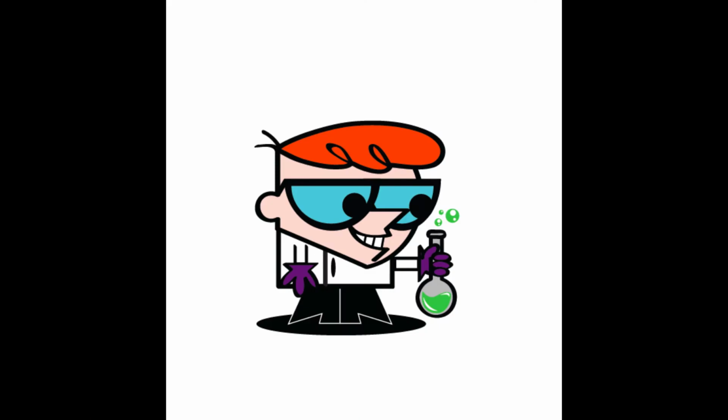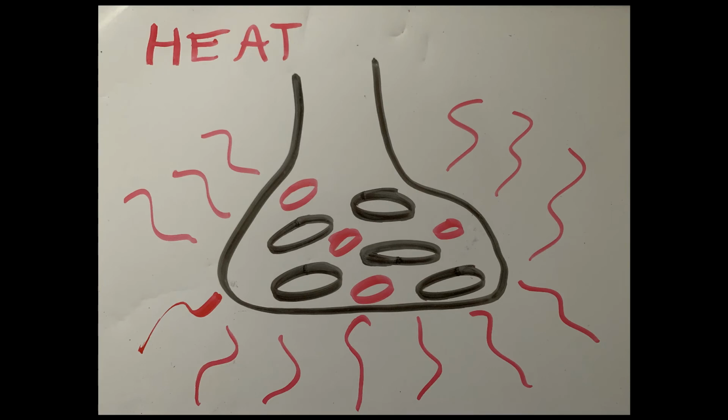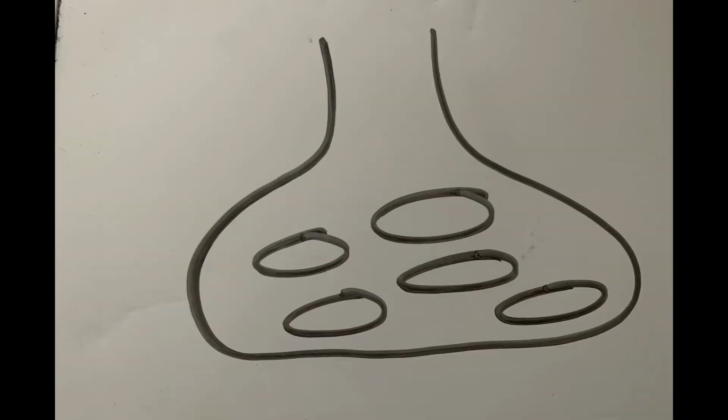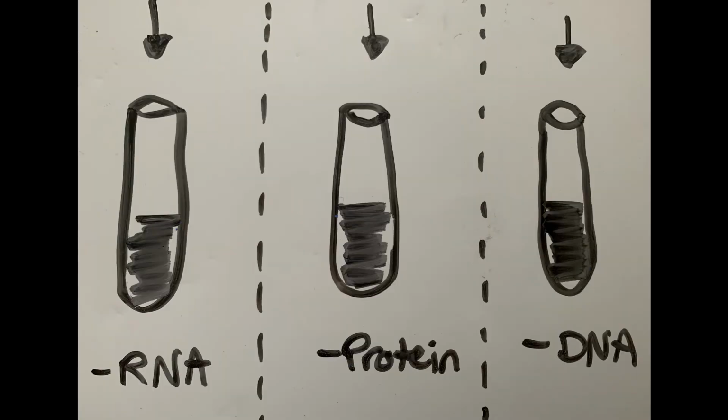Now that the scene is set, let's get into it. First, they used heat to kill all of the virulent bacteria so that nothing would alter the results of the experiment. Next, they filtered it and gave the filtrate 3 different treatments: RNase, which destroys RNA, proteases, which destroys proteins, and DNase, which destroys DNA.